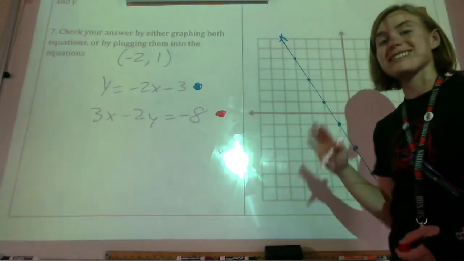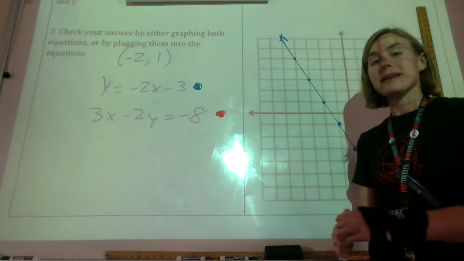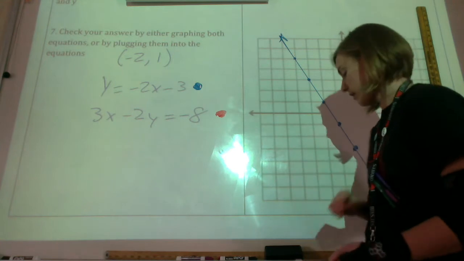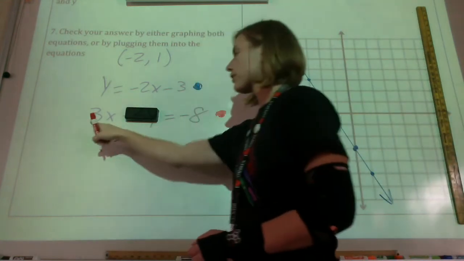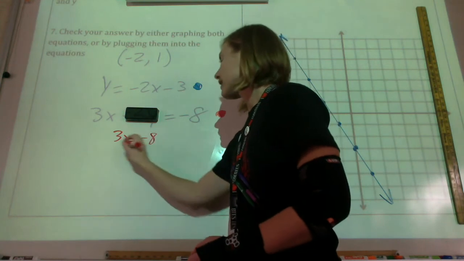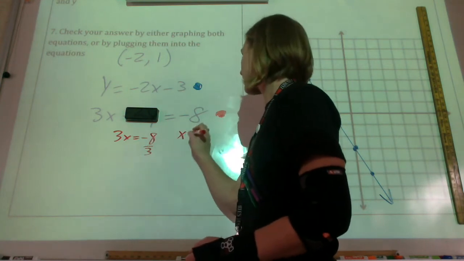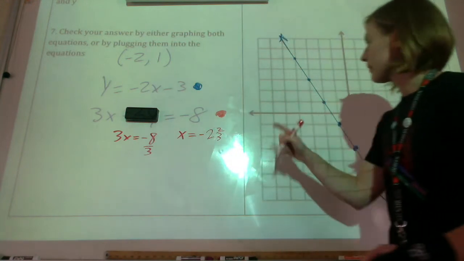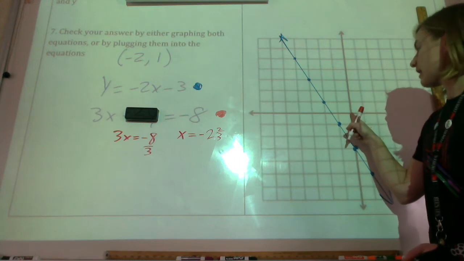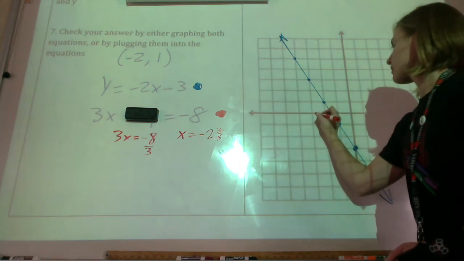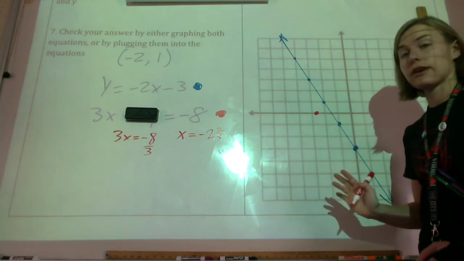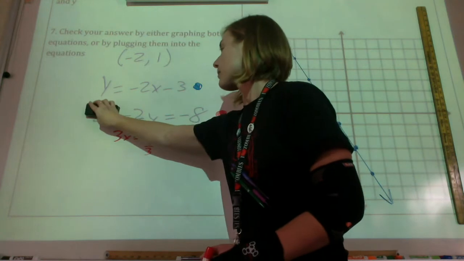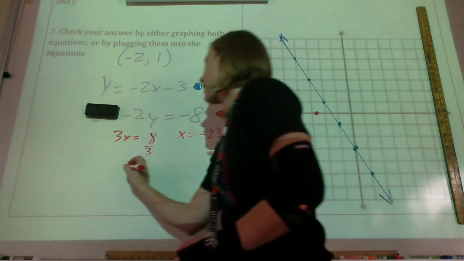Our second equation is in standard form, which means we need to graph it based on the intercepts. So if I'm going to find the intercept of x, I need to cover up y. 3x equals negative 8, so I need to divide both sides by 3. So this means x equals negative 2 2/3. So that means it crosses x at negative 2 2/3. I'm going to want to be really careful with graphing this one because I'm doing fractions. So now let's take a look at our y-intercept, which means I cover up x. Negative 2y equals negative 8.